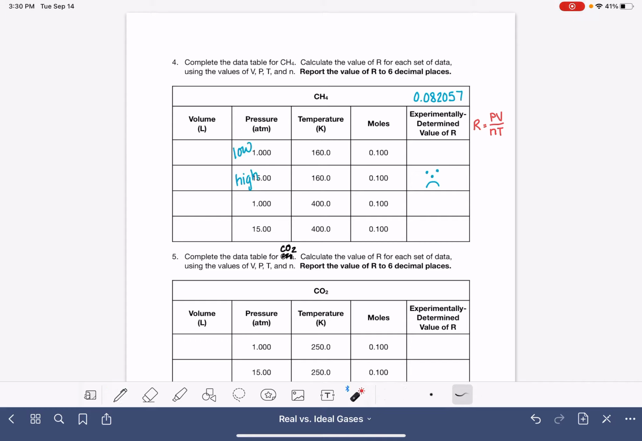And then we can do the same sort of thing with our temperature. So for this, we're saying that this is our worst value of R. We're comparing 160 versus 400. 400 is our high temperature, and 160 is our low temperature. So if this was our data and this was the worst value of R, we would say that that corresponded to high pressure, low temperature.